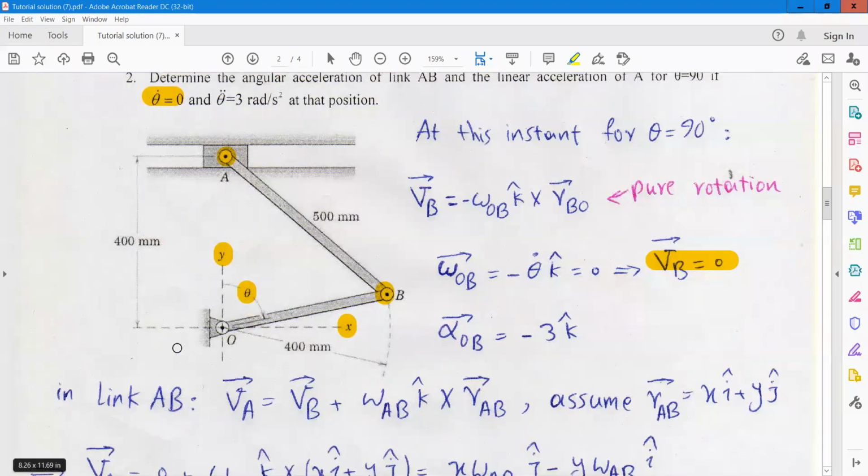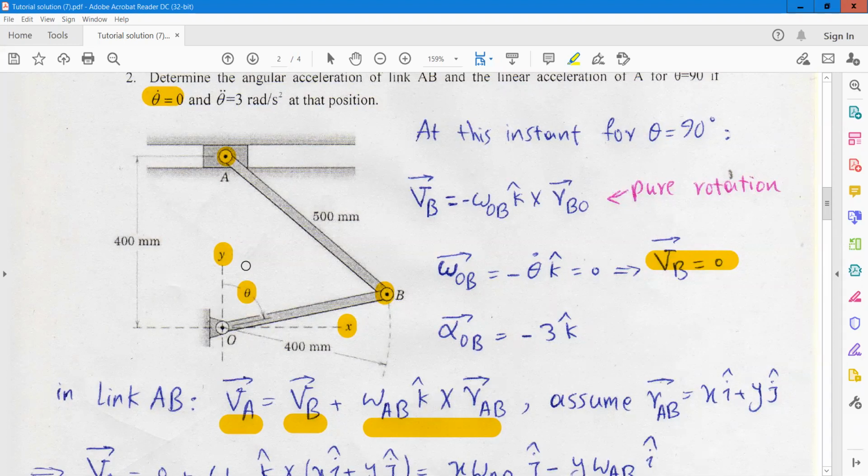In link AB, which is a rigid body, we can write the relative velocity equation between point A and B. The velocity of A is equal to the velocity of B plus omega AB cross RAB. And omega AB, if we assume that omega AB is rotating in the same sense as link OB, we can assume that this is K. The direction is in the positive direction of Z axis.